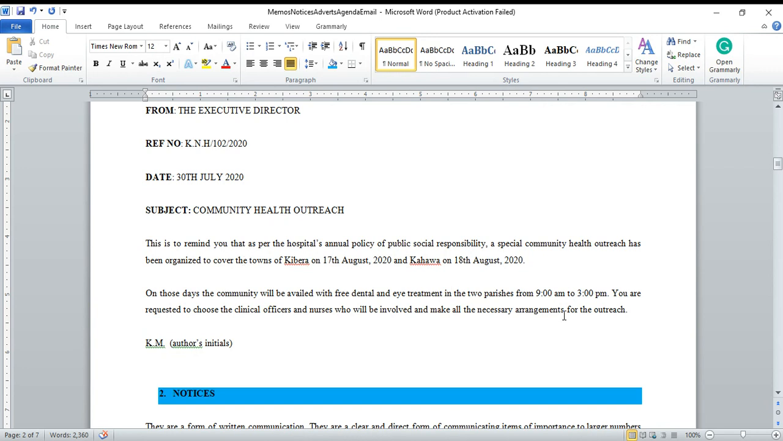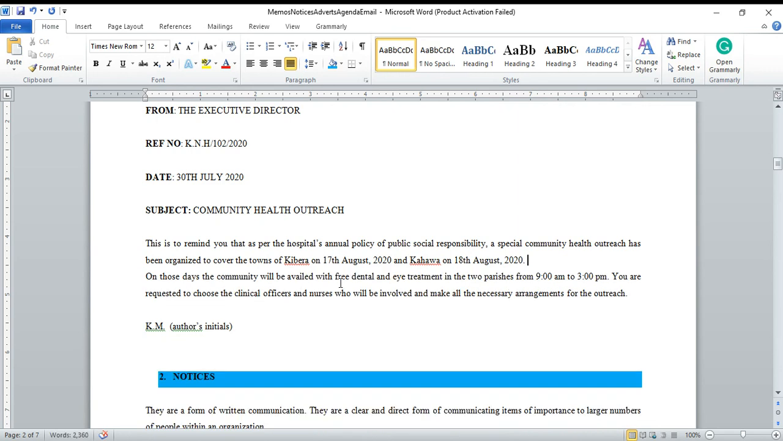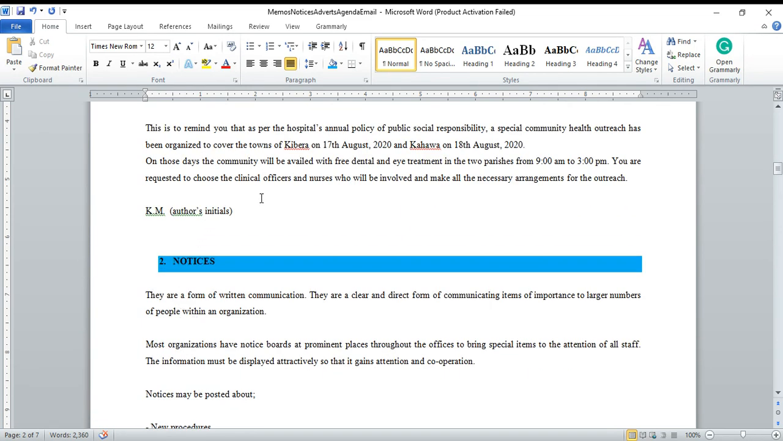This is to remind you that as per the hospital annual policy of public social responsibility, a special community health outreach has been organized to cover the towns of Kibera on 17th August 2020 and Kahawa on 18th 2020. On those days, the community will be availed with free dental and eye treatment in the two parishes from 9 a.m. to 3 p.m. You are requested to choose the clinical officers and nurses who will be involved and make the necessary arrangement for the outreach. KM or other initials.